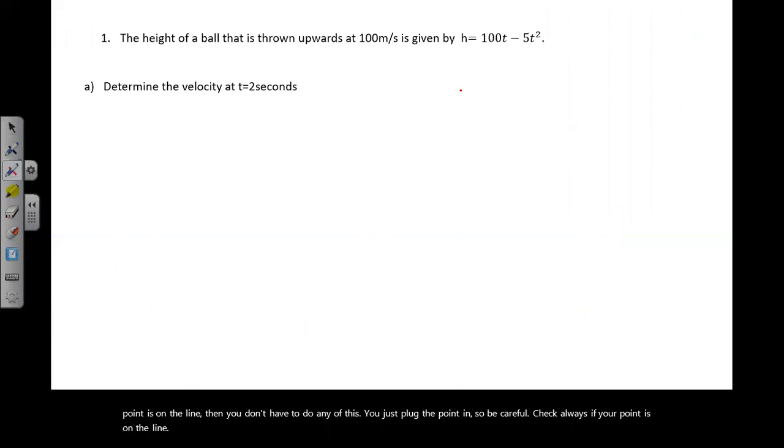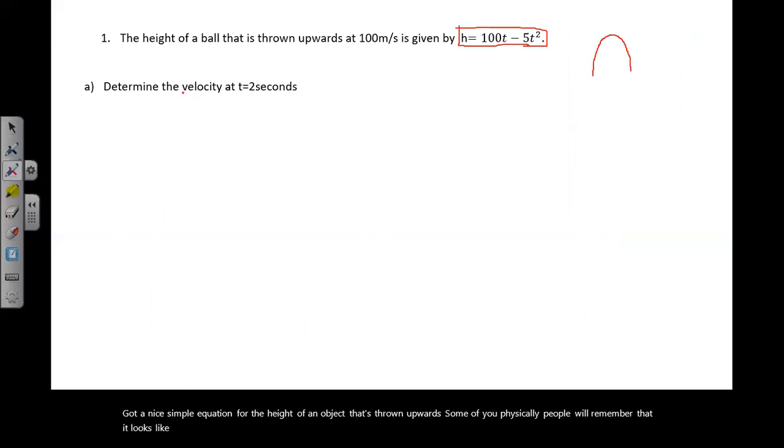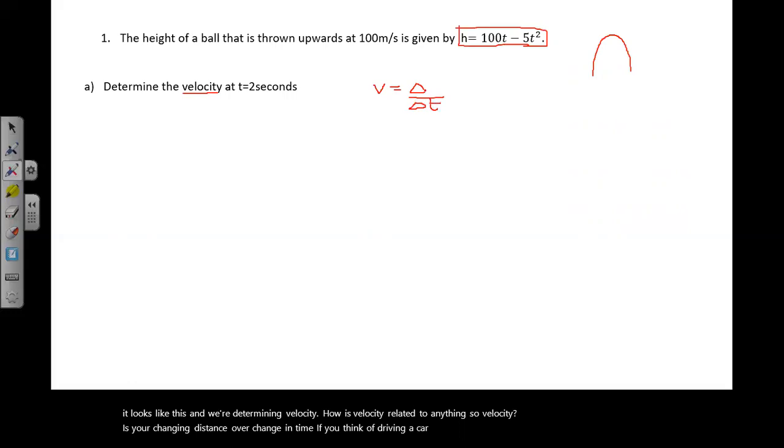What else can we do? Got a nice simple equation for the height of an object that's thrown upwards. Some of you physics people will remember that it looks like this, and we're determining velocity. How is velocity related to anything? So velocity is your change in distance over change in time. You think of driving a car, how fast you're going. It's how far you traveled and how much time it took. And this time, distance is given by height.